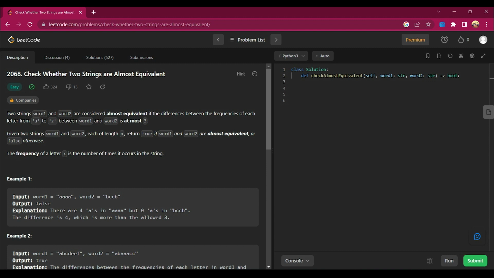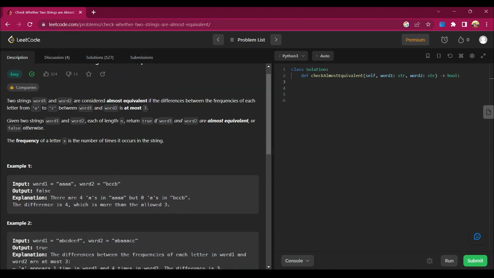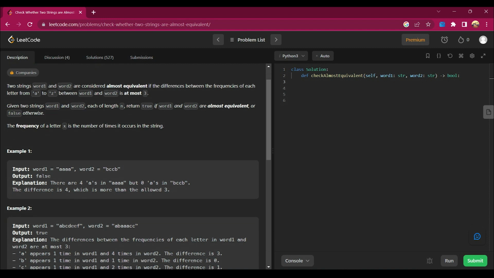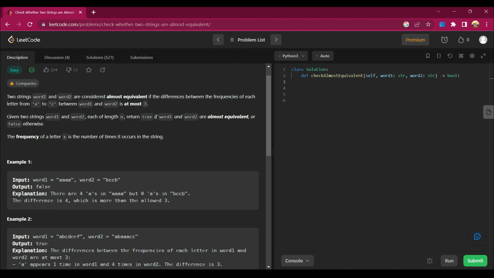With our coding section, given two strings word1 and word2, each of length n, so they both have the same length, that is n. We can say that if word1 has a length of 2, then word2 will also have a length of 2, because they both have the length of n.